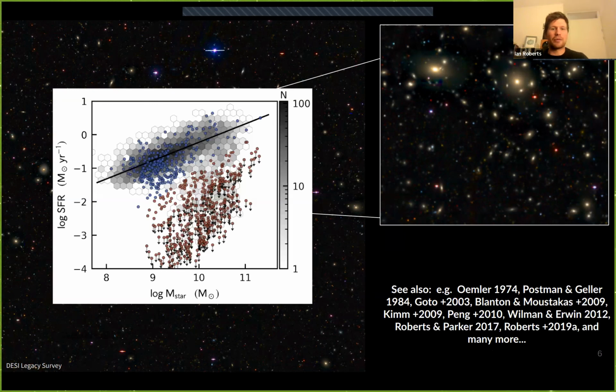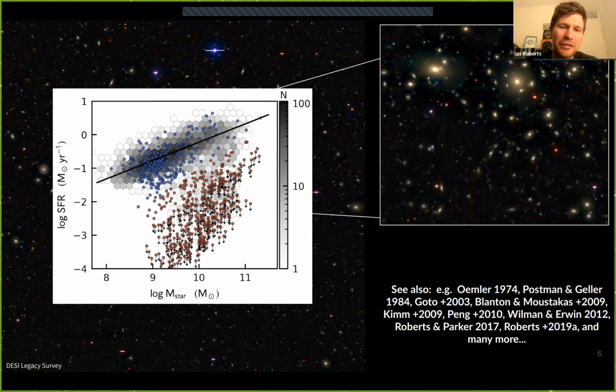Just to show this a little bit more quantitatively, in this plot, I'm showing the star formation rate of individual galaxies on the y-axis versus stellar mass. So the mass of the galaxy in stars. You can see this upper trend between star formation rate and stellar mass. This is what's known as the star forming main sequence. This is where normal star forming galaxies tend to live.